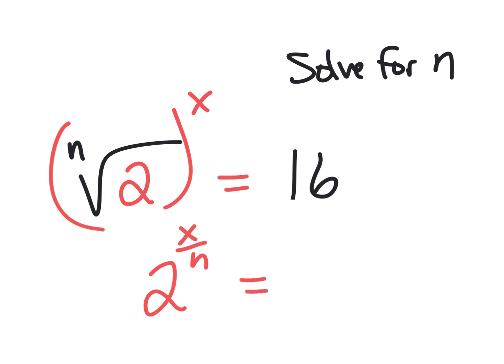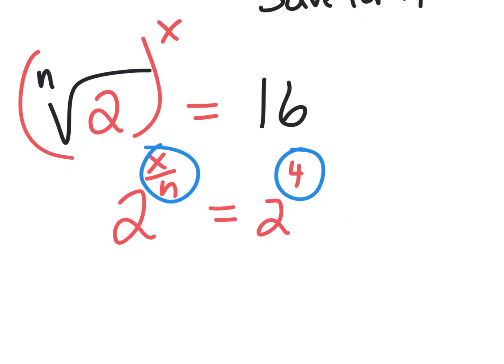That's how you should have started. And then 16 is really 2 to the 4th. Then the bases are the same, super quick. Once the bases are the same, the exponents have to be equal. x over n equals 4.